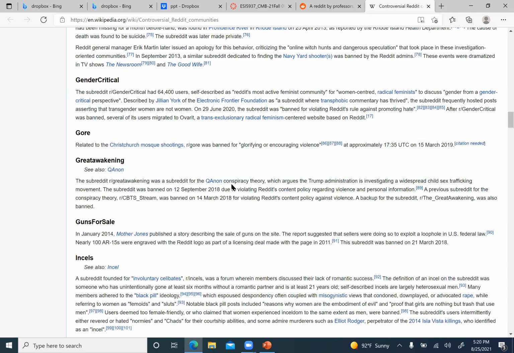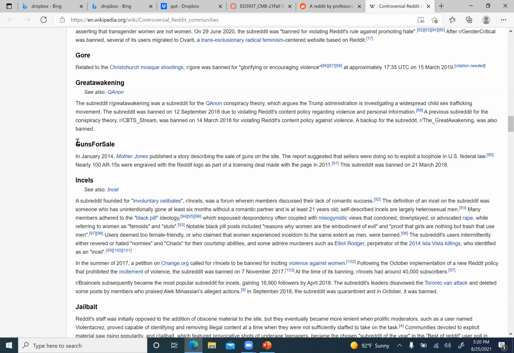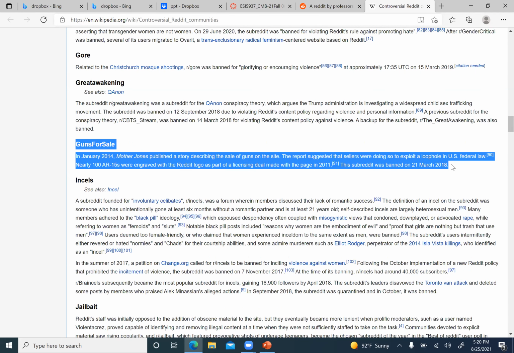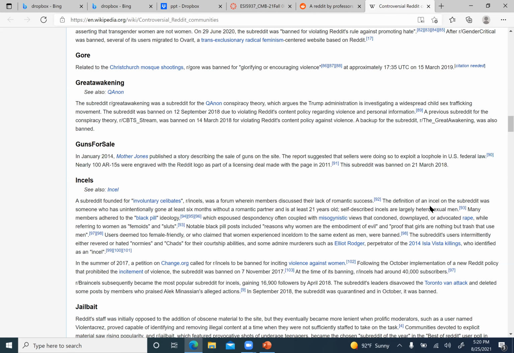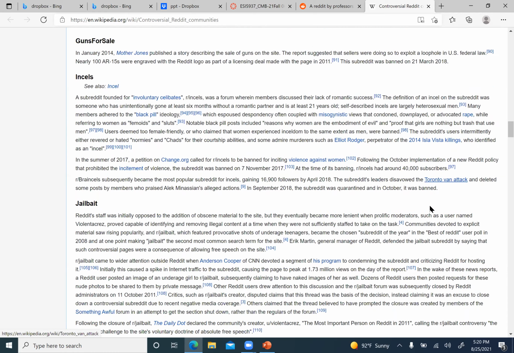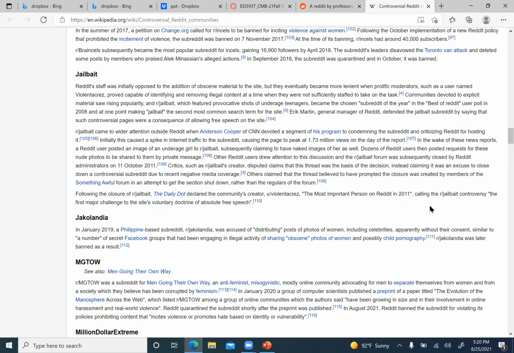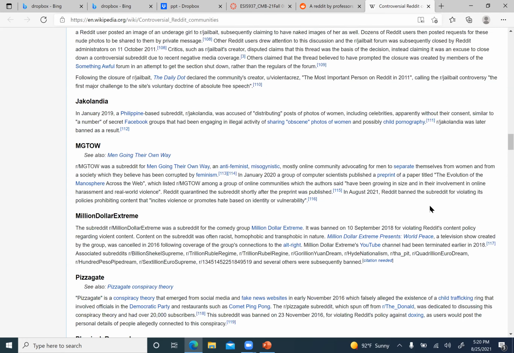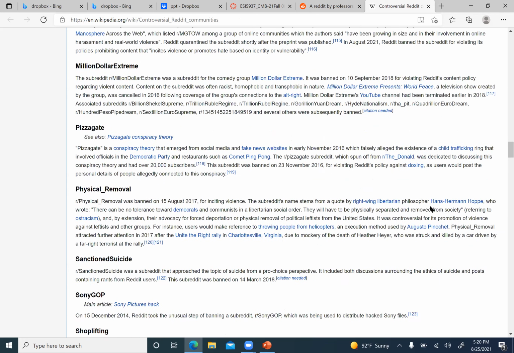But you can see a bunch of these, right? So a lot of them that ended up getting banned were sort of for illegal content, right? You're not allowed to sell guns on the internet, right? Well, you can within some context, right? And then there was jailbait, which was underage pornography or closely linked to it, right? And there's all sorts of stuff that got banned.